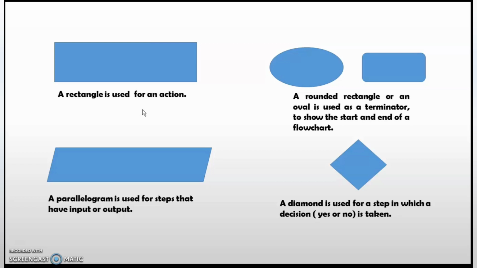Okay, and after that the next one is a rounded rectangle or an oval, which is used as a terminator to show the start and end of the flowchart. So whenever you are preparing a flowchart, you will be showing the start and end with the help of a rounded rectangle or an oval. Okay.